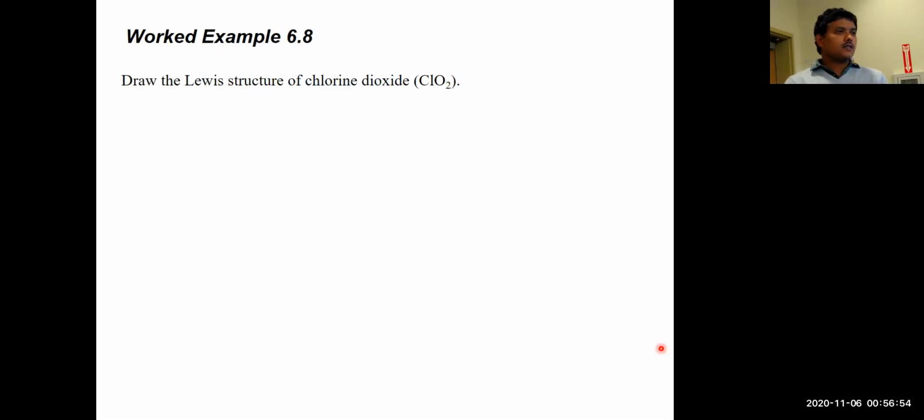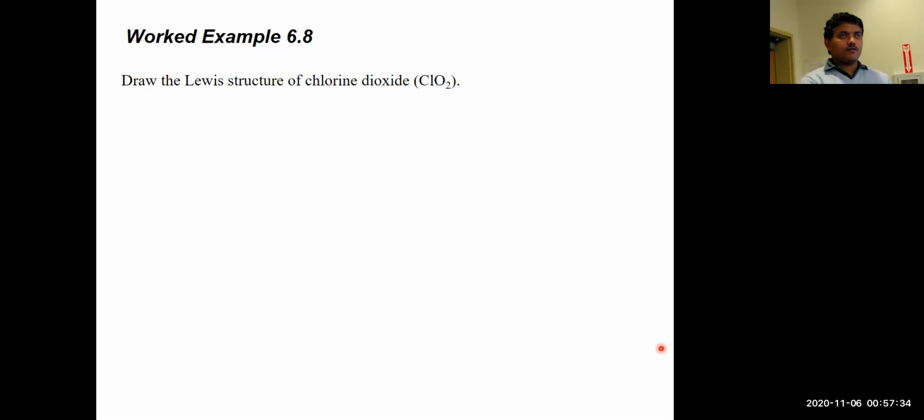So it is asking us to draw the Lewis structure of chlorine dioxide. Okay, let's work on that. First, let's count how many total valence electrons we have for chlorine dioxide. Chlorine has 7, each oxygen has 6. So 12 and 7, 19 electrons. I'm looking at an odd number, so I'm sensing an exception here. So what is going to be your basic skeleton structure? You have chlorine and oxygen, and between chlorine and oxygen, chlorine has to be the central atom.